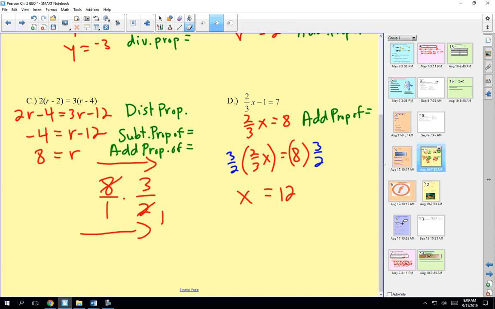I got the same answer. Awesome. What did you do? I added the 1 and then I times both sides. Then I divided the 2. Right. So what did we do by multiplying by 3 over 2? Did we times it by 3 and divide by 2? Yeah. So multiplying by the reciprocal is just doing those 2 steps in one.